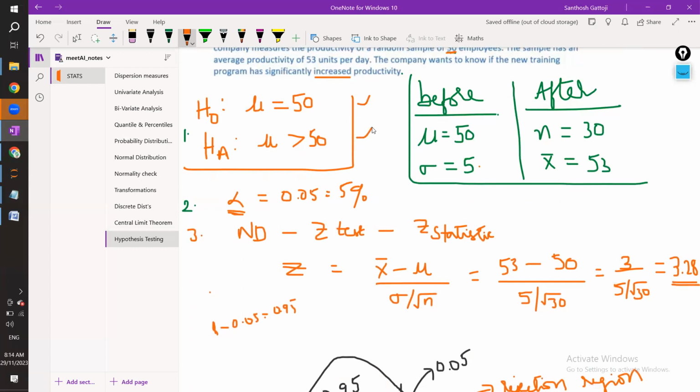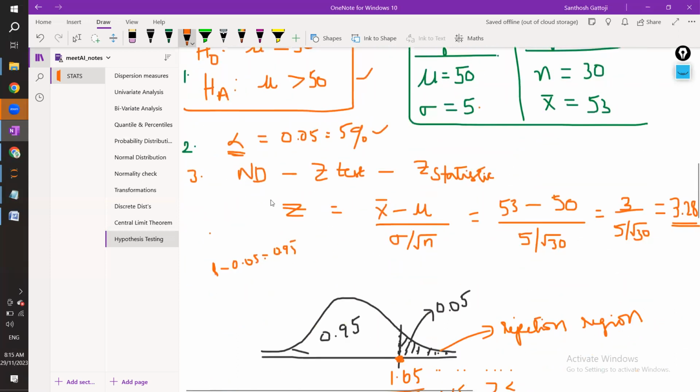Formulate null and alternate. Clear? Yes, sir. Alpha value decided: 5%. Clear? Our number of samples is 30, so we will assume that it is a normal distribution. Because it is a normal distribution, we can consider a Z test and use a Z statistic. Z statistic value is x minus mu by sigma, but here it will be x minus mu by sigma by square root of n. Put the values, you get some value. This is the Z statistic. Put that aside. From the test, you are saying it is 3.28. Keep it aside.